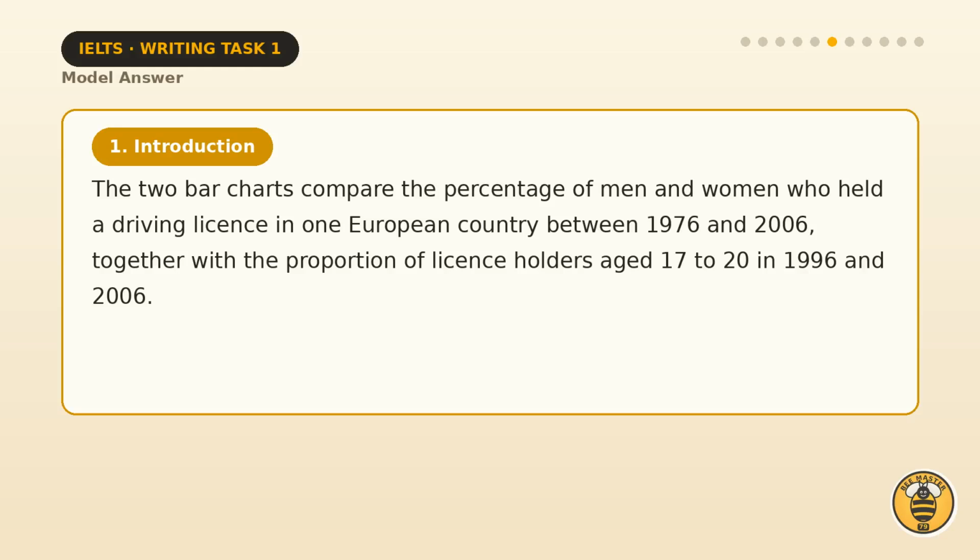Paragraph 1, the introduction. The 2 bar charts compare the percentage of men and women who held a driving license in one European country between 1976 and 2006, together with the proportion of license holders aged 17 to 20 in 1996 and 2006.